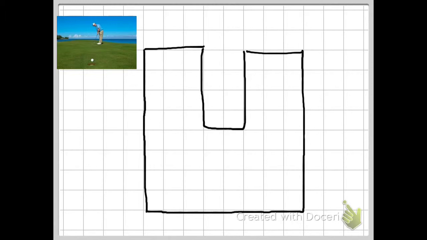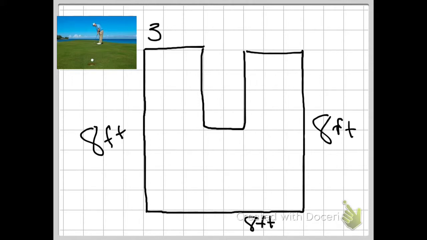First, let's count up the sides. This side is 8 feet long. This side is 8 feet long. And the bottom is going to be 8 feet long. Here's where it's shaped a little bit differently.